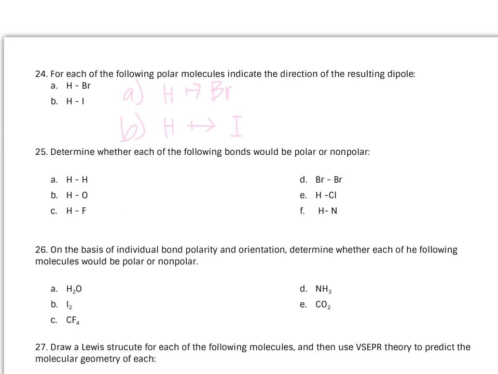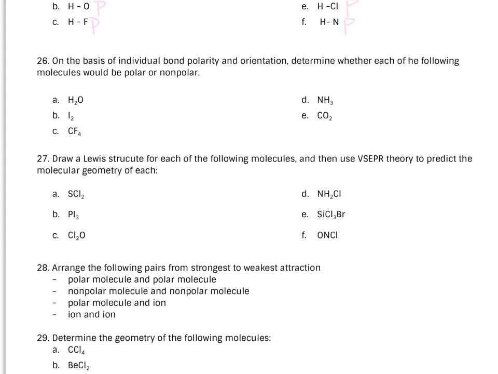Okay. Number 25 says determine whether each of the following bonds would be polar or nonpolar. This is where you just have to look up the differences in them. And so on the first one, the difference in hydrogen is obviously 0, so it's nonpolar. Same thing over here, nonpolar. And then the rest are polar. But make sure, for the love of everything holy, you know how to do that, because it will be on your test.